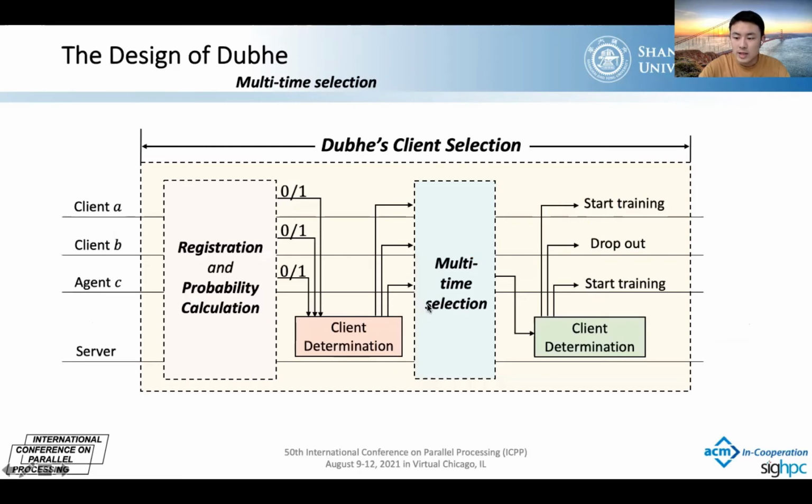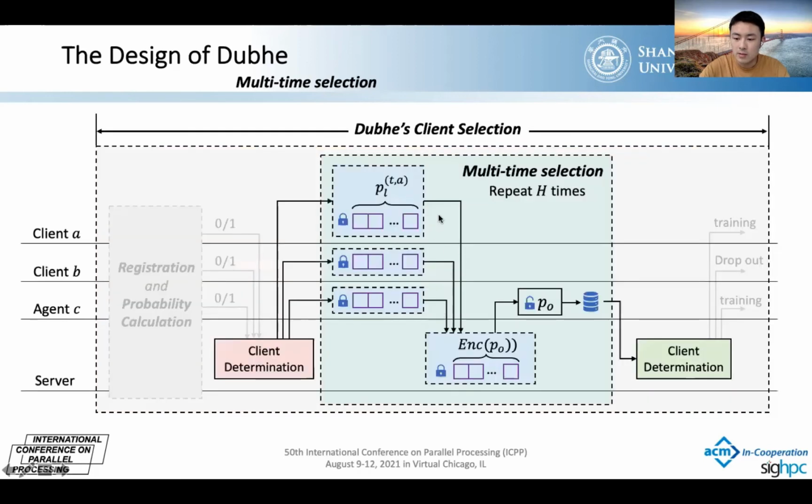Now let's move on to the design of the multi-time selection module. The main idea of this module is the same as the registration part. In each round, our clients send their local data distribution to the server, and the server sends the aggregated data distribution, which is actually the encrypted population data distribution, to an agent. The agent is responsible for recording the population data distributions, and this procedure can be repeated several times, so that the agent can pick a combination of clients with the most uniform data distribution.